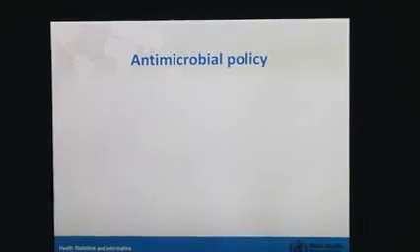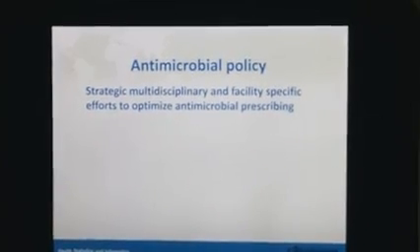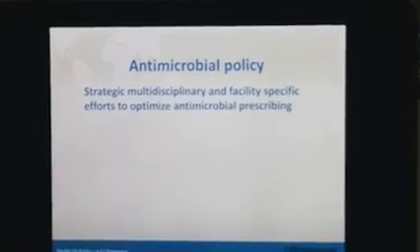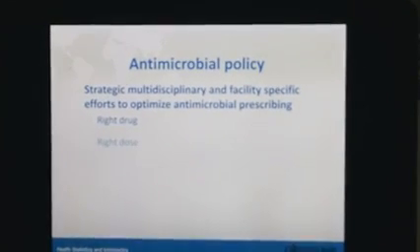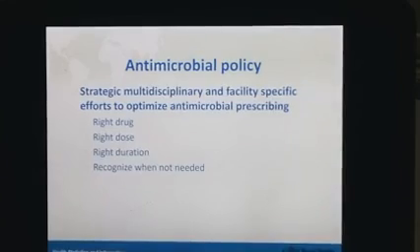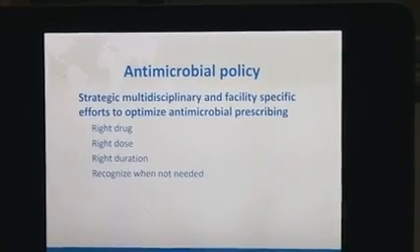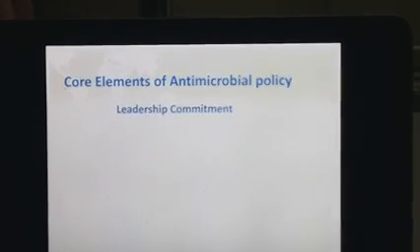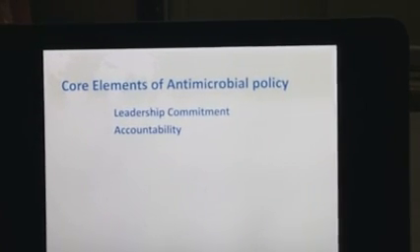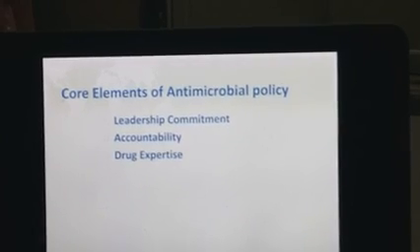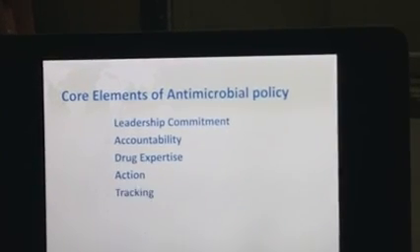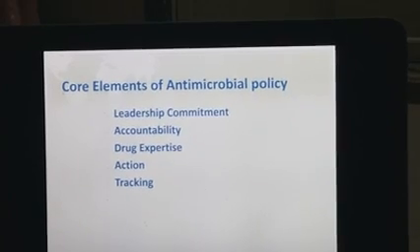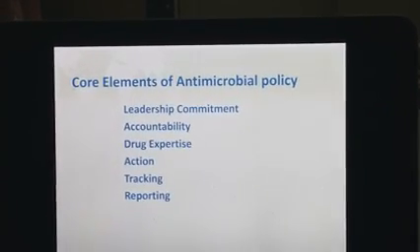When we are talking about policy, we mean strategies, multidisciplinary and facility-specific efforts to optimize antimicrobial prescribing. This multidisciplinary effort should include the right drug with the right dose, with the right duration, and recognizing when it is not needed. Again, the core elements of antimicrobial policy: leadership commitment, accountability, drug expertise, action, tracking. These are the 4 or 5 elements, and I will try to explain some of these elements on the next slides to give you some advice, and also reporting.